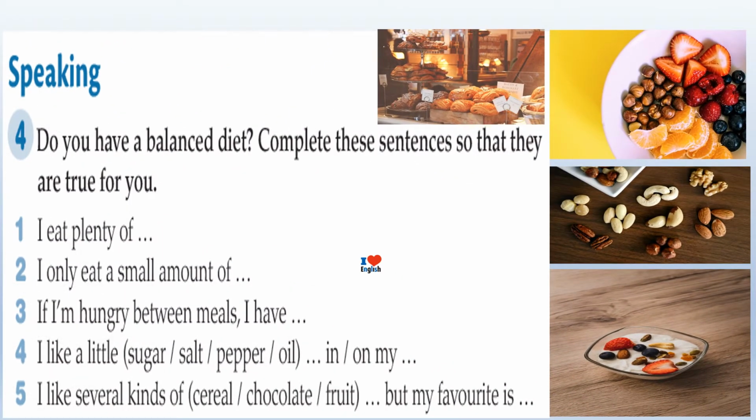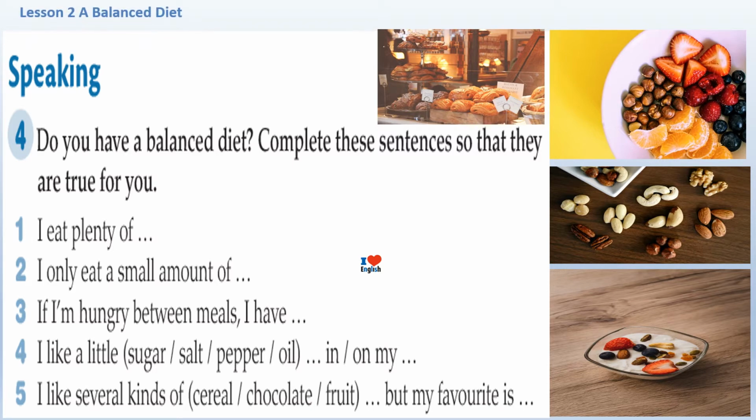Activity 4 in our first book. Do you have a balanced diet? Think about the food you eat every day. Do you eat different kinds of food in certain quantities and proportions every day? We are going to complete these sentences so that they are true for you.